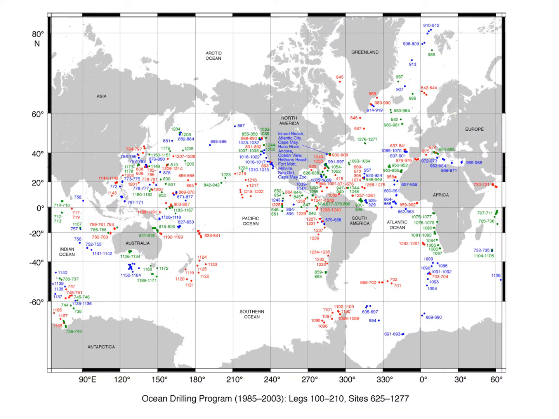This is a map of just some cores. This is from the Ocean Drilling Program that went until 2003. It's still ongoing. There's many more cores than this. You can see just some examples of where these cores have been taken to actually understand past environmental change.